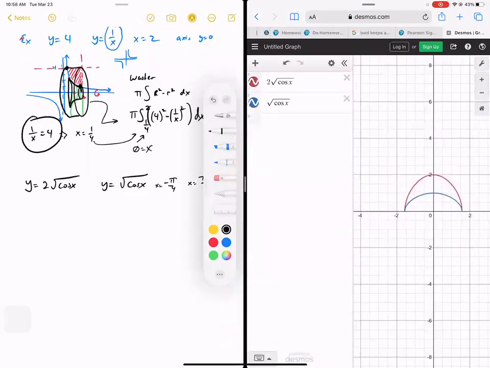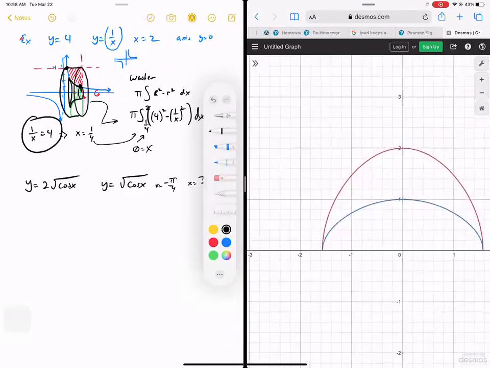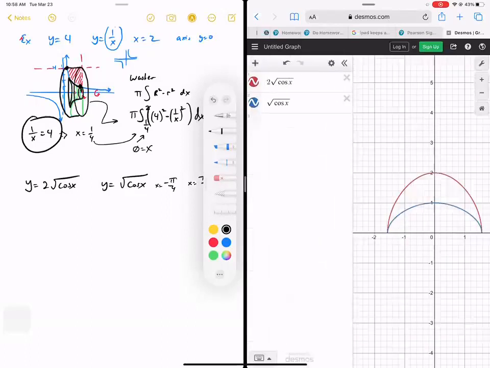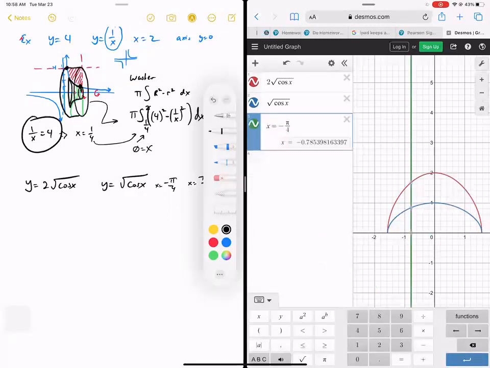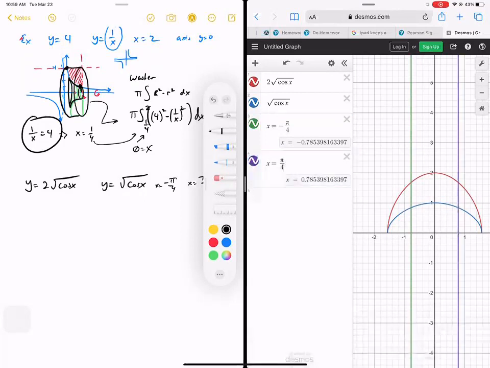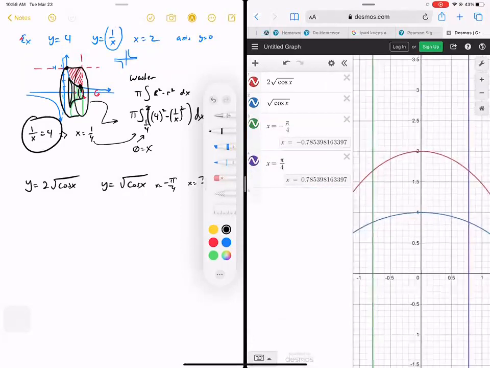Okay, we're going to zoom in here. Let me actually give 2 more values. I'm going to say x equals negative pi over 4. That's what they wanted. And x equals pi over 4. All right, so we're bounded in this section. That's the region that we're in.